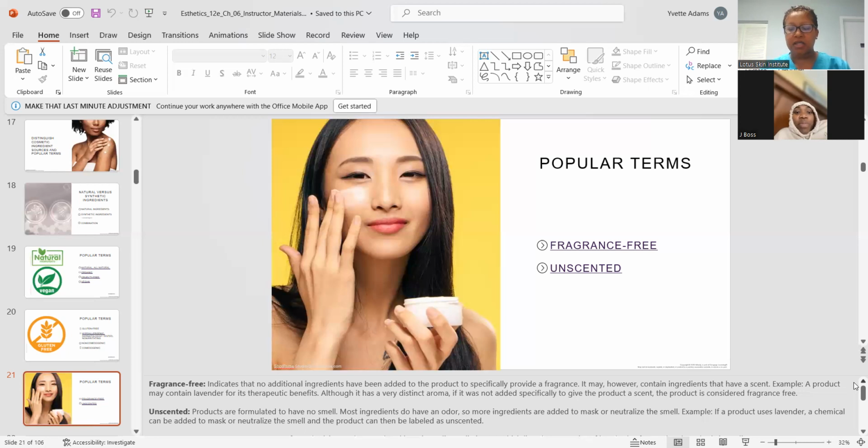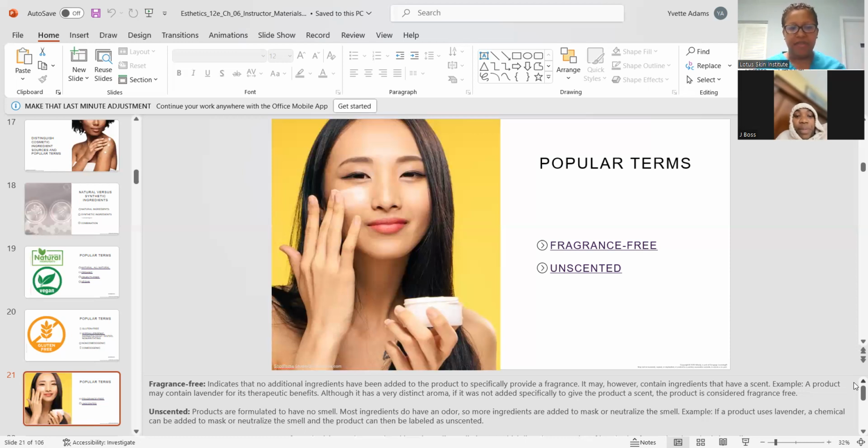So fragrance free, for example, it talks about here, a product may have lavender. I used the example of lemon balm two seconds ago. It may have lavender in it to use for calming, for its therapeutic benefit. So it's a very distinct aroma. It's not free of fragrance, because lavender has a fragrance, but there was no product specifically added to give it a scent. So if nothing was specifically added to give it a certain smell, then it can be considered fragrance free. Does that make sense?